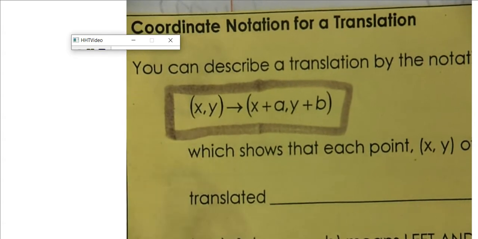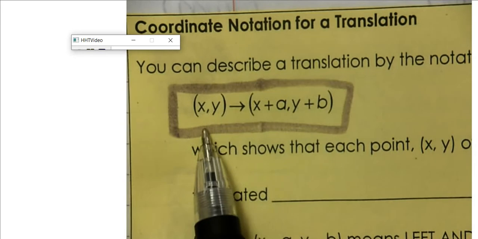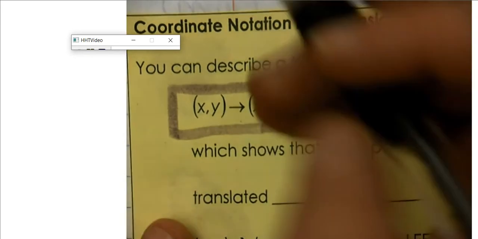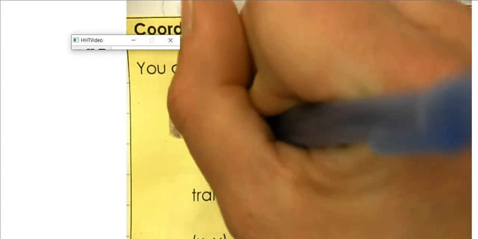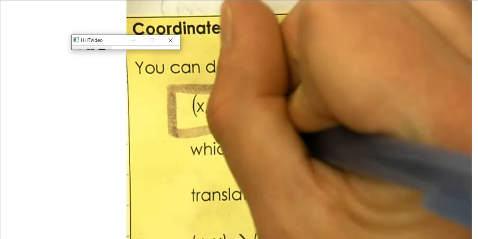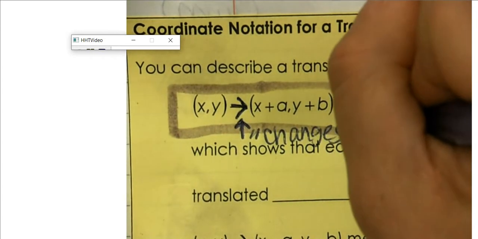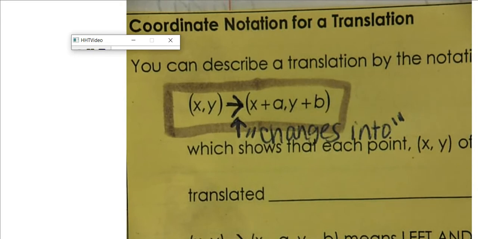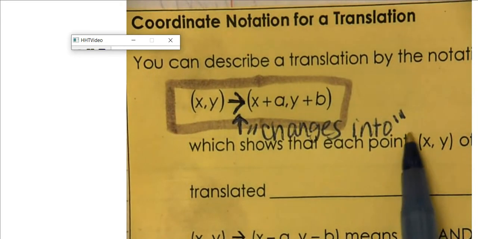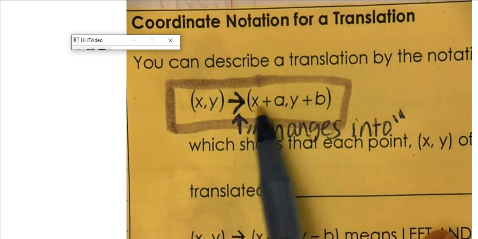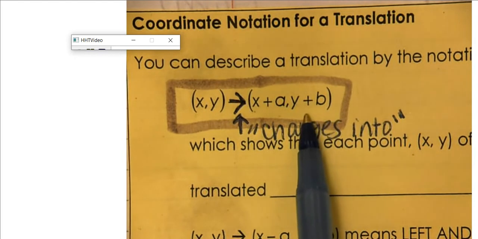And the way that we read this is it says that X, Y, which is our ordered pair, changes into, so this arrow right here has meaning. And what this arrow means is the words changes into. So our ordered pairs are going to be changing into: all values of X are being added by some A value, and all values of Y are being added by some B value.